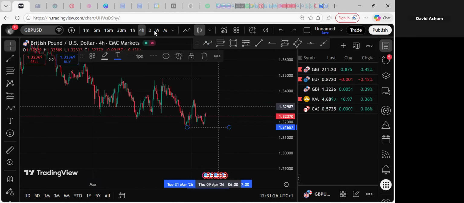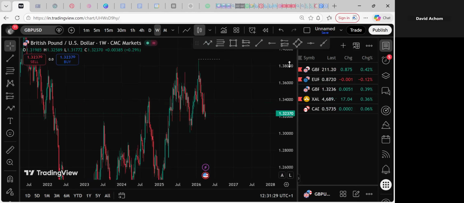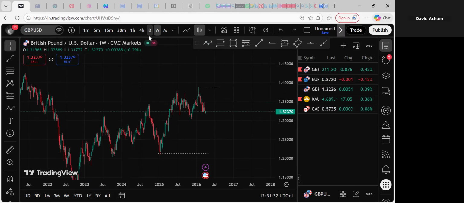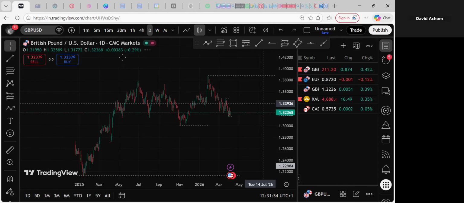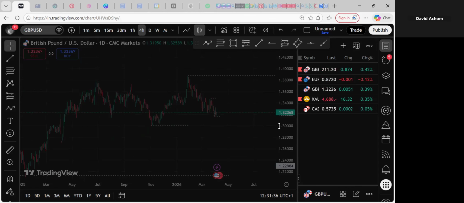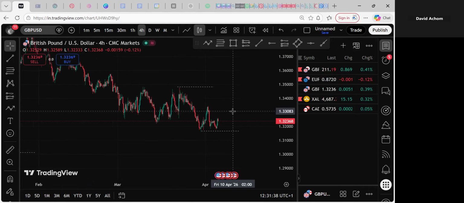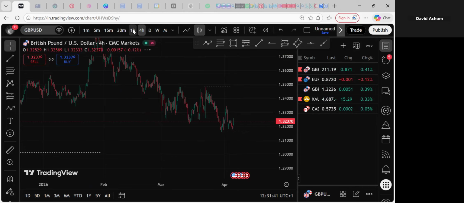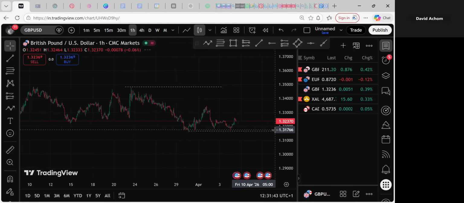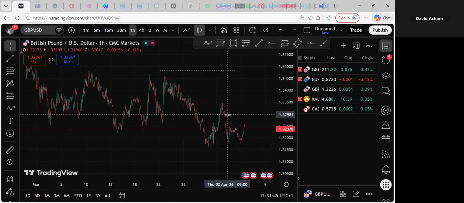So now we know what the 4 hours is saying. Let's see what the weekly is saying: I'm bullish. The daily is saying I'm bullish. The 4 hours is saying I'm bearish. Now let's go on the 1 hour to see if the 1 hour is in alignment with the 4 hours or in alignment with the daily and weekly.